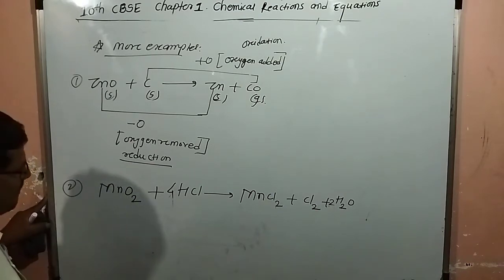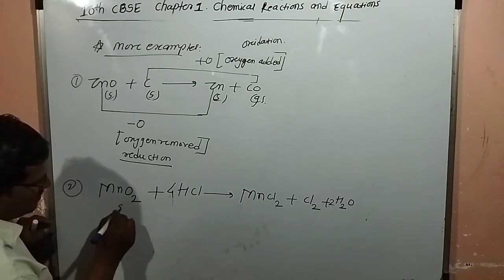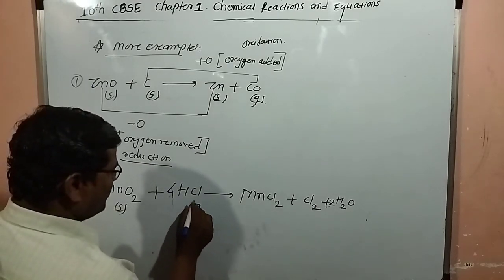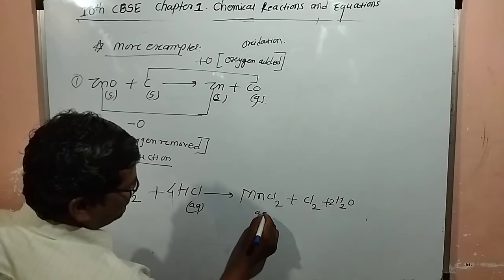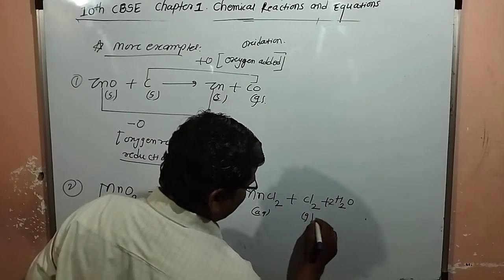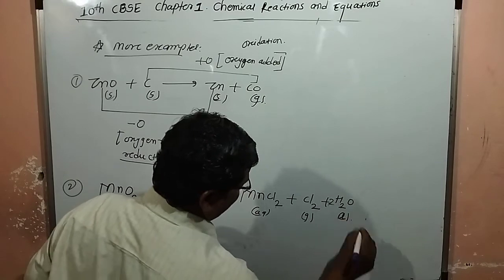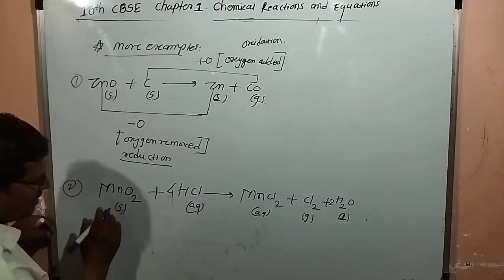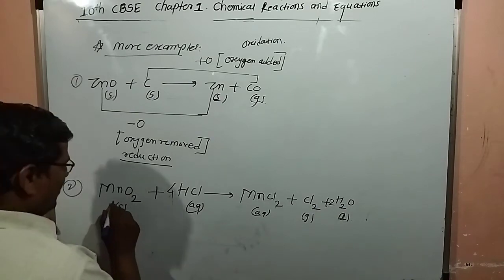This one you can take as solid state. Aqueous we will take for solution. This one will be aqueous. Then this one will be gaseous state. This one is liquid state. So in this way, the chemical reaction will occur. Now the name. Here we'll see from MnO2.